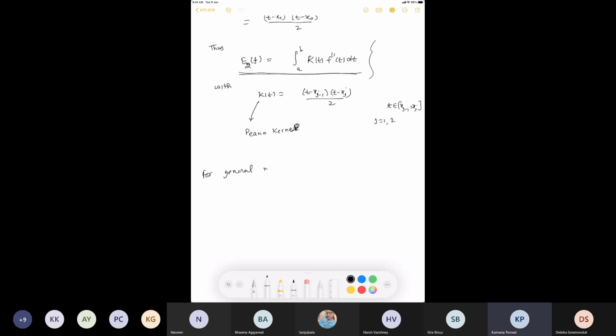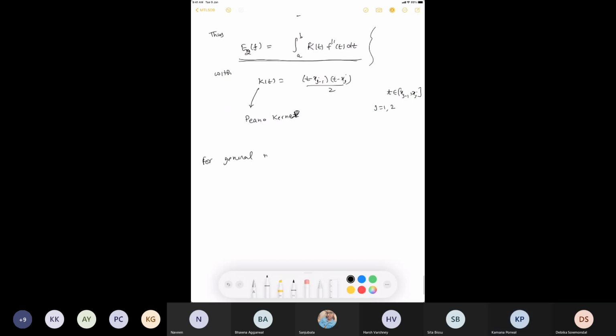Okay, so let's write down in the general case what we have got. For general n, we have that En f is the integral from a to b of kt into f double prime dt, with kt as given above, which is t minus xj minus 1 into t minus xj divided by 2 whenever t is in the interval xj minus 1 to xj. j is ranging from 1 up to n.